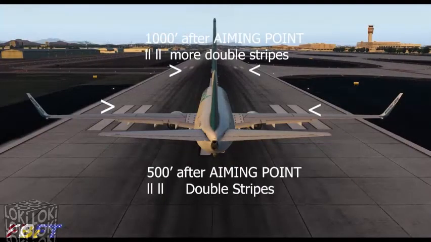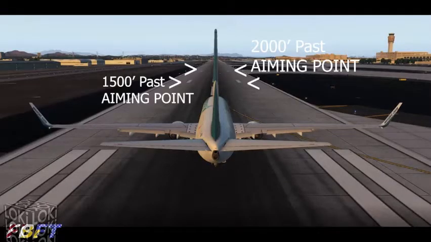Should we go farther than the aiming point, we now have double stripes, 500 feet after, and then another one 1,000 feet after. But obviously we're chewing up a lot of runway to be 1,000 feet after the aiming point, which itself was about 1,000 feet past the threshold. And now we're just into desperate measures.